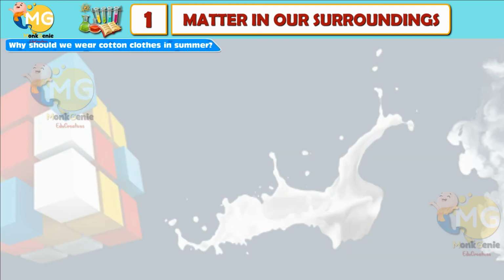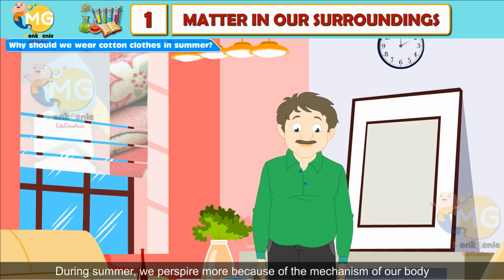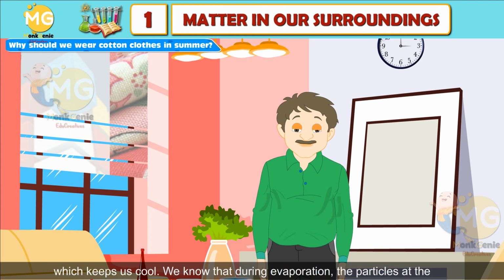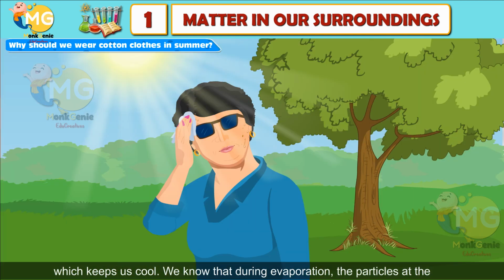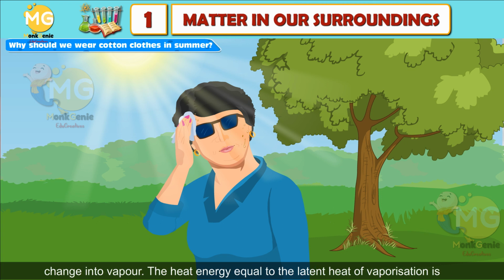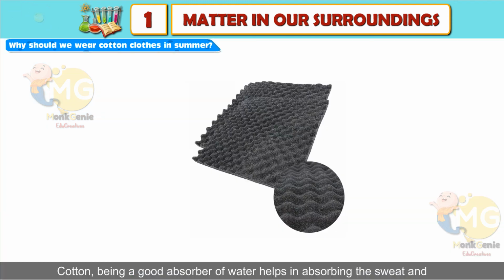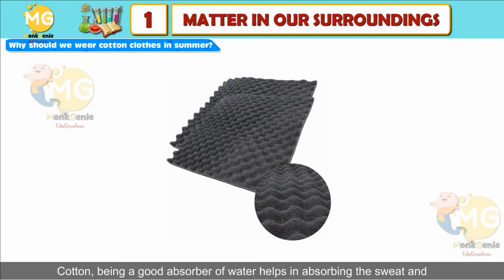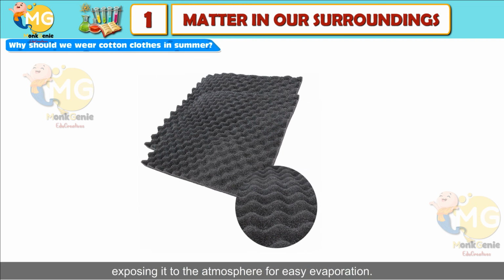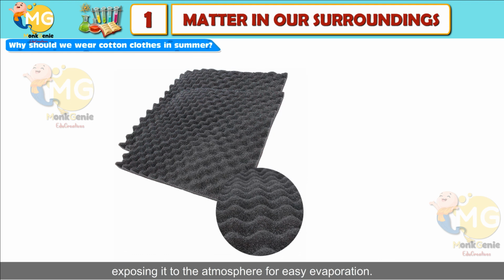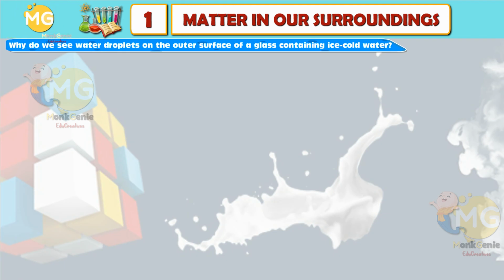Why should we wear cotton clothes in summer? During summer, we perspire more because of the mechanism of our body which keeps us cool. We know that during evaporation, the particles at the surface of the liquid gain energy from the surroundings or body surface and change into vapor. The heat energy equal to the latent heat of vaporization is absorbed from the body, leaving the body cool. Cotton, being a good absorber of water, helps in absorbing the sweat and exposing it to the atmosphere for easy evaporation.